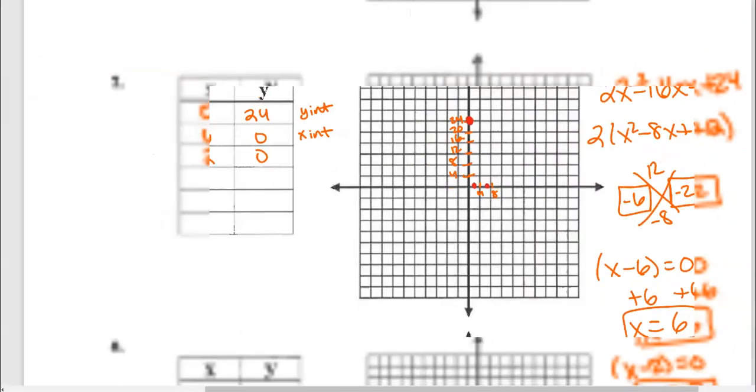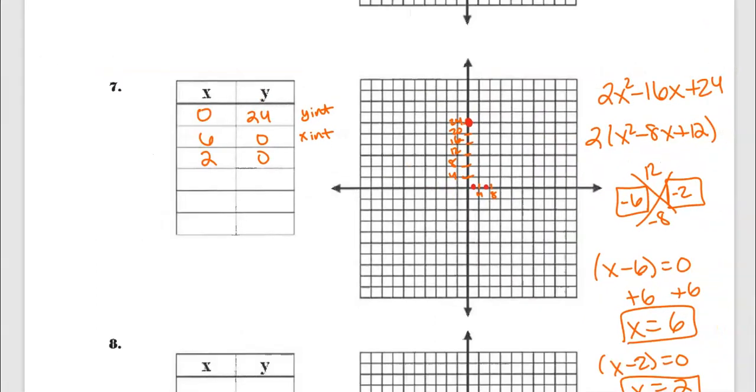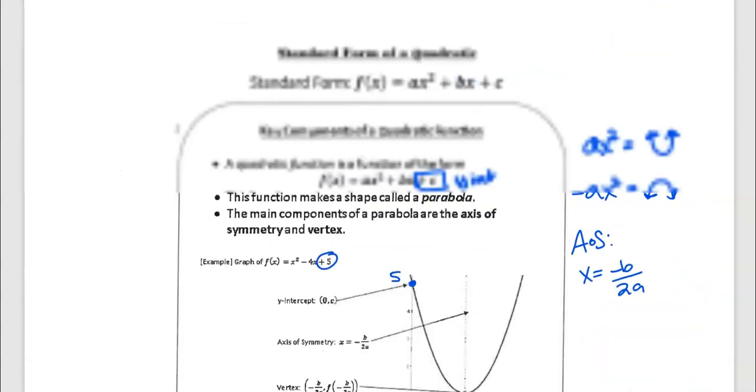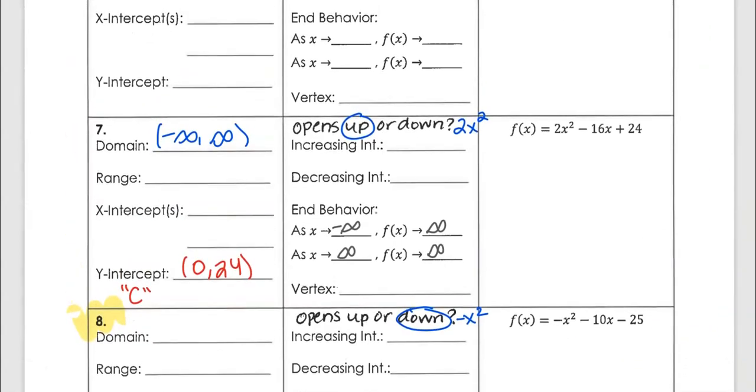All right, ready to get our vertex? Well, you can kind of guess what it's going to be if it has to be in between 2 and 6. What do you think it's probably going to be? Probably 4 something? I feel like it's going to be 4 something. Let's see. Let's go back up here. Okay. So 2 and 6.